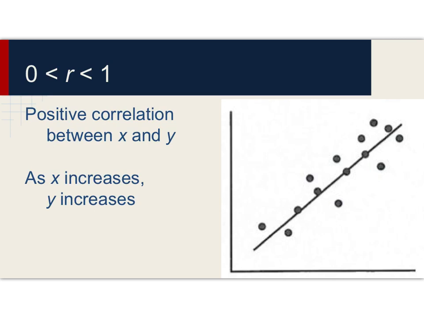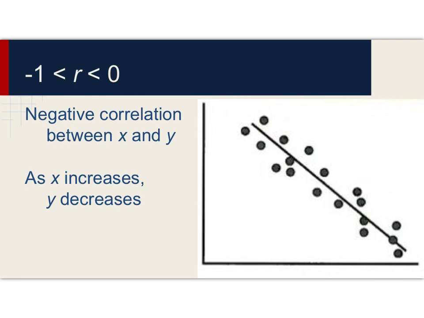So that means that anywhere between 0 and 1, we have a positive correlation. As x goes up, y goes up with it, as long as r is positive. Meanwhile, when r is negative, it is a negative correlation. As x increases, y is decreasing.